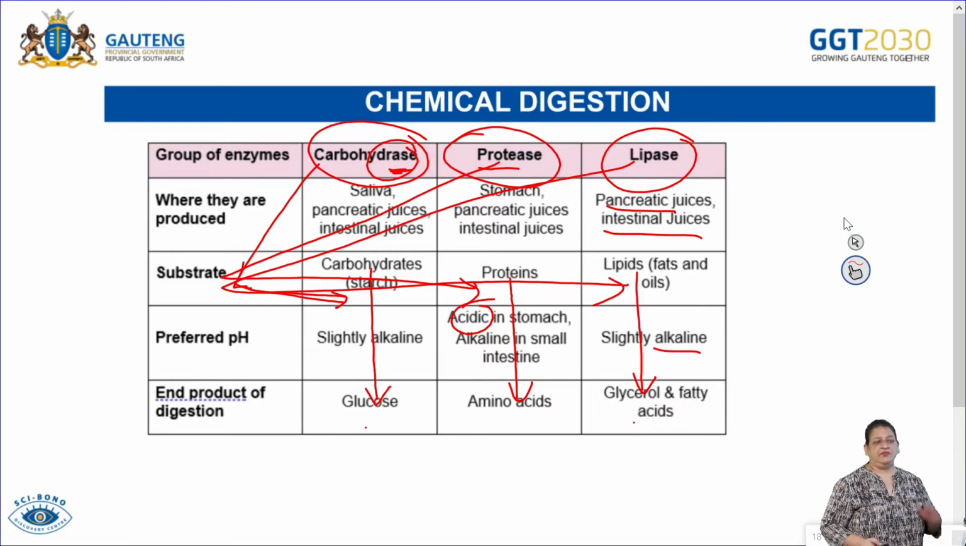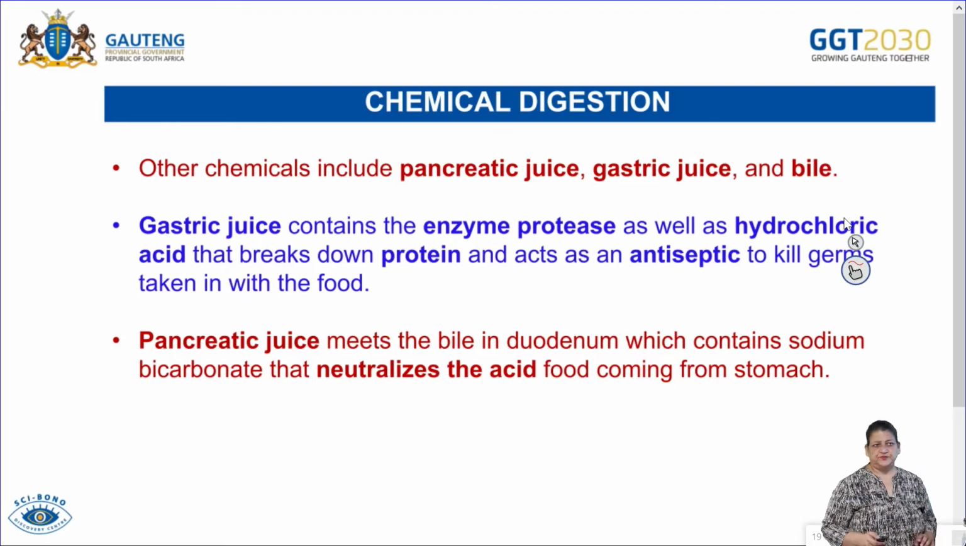Right. Then to summarize, what type of medium does saliva have? It is neutral to slightly alkali. Stomach, acidic. Intestine, alkali. Right. Now let's go to more of the same thing. Let's just look at it again.